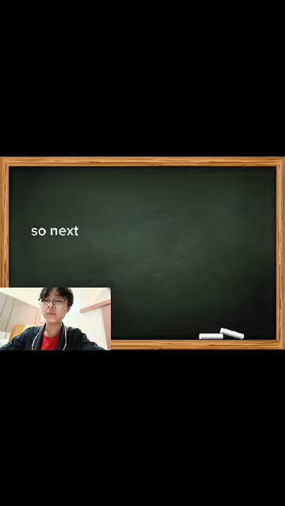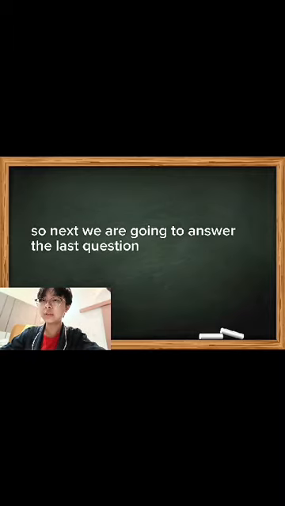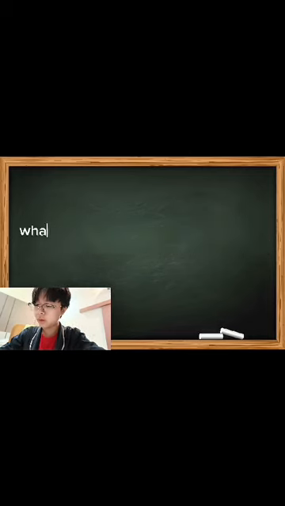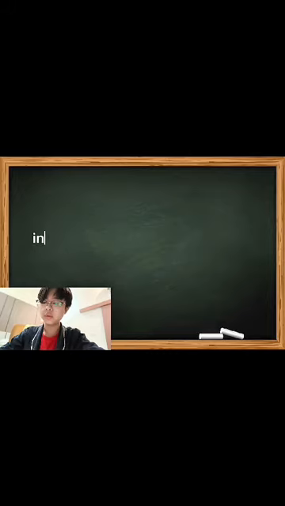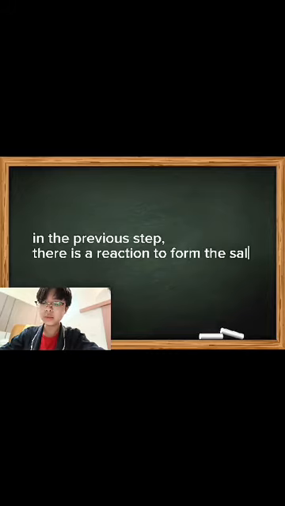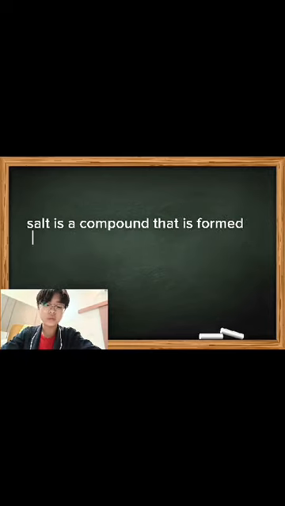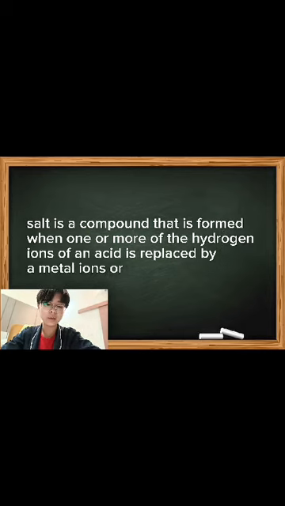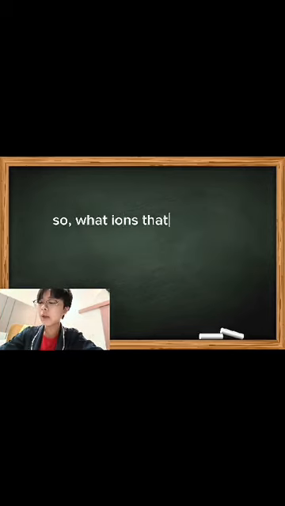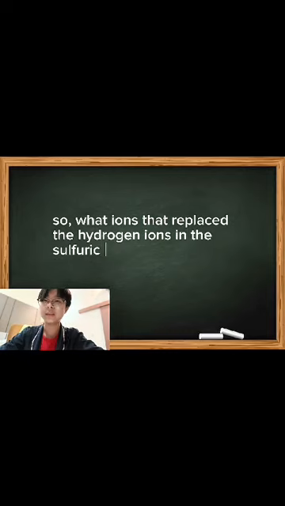Okay, so next we are going to answer the last question for the experiment. The question is, what ions replace the hydrogen ions in the sulfuric acid in the reaction to form the salt? Okay, so in the previous step, there was a reaction to form the salt. A salt is a compound that is formed when one or more of the hydrogen ions of an acid is replaced by a metal ion or a copper ion. So what ions replace the hydrogen ions in the sulfuric acid?